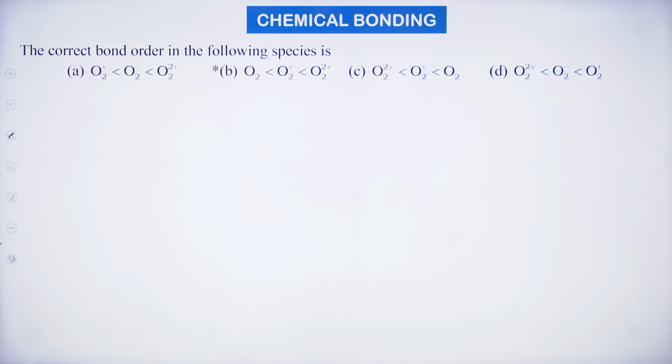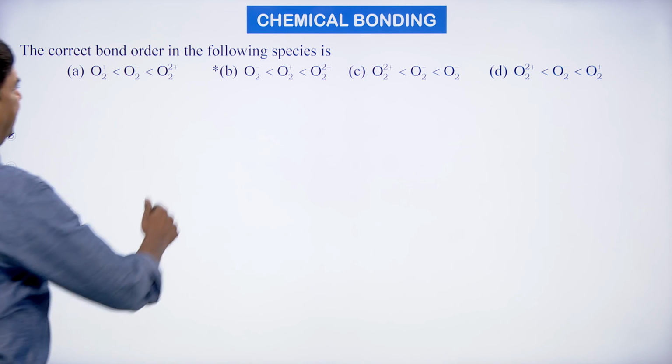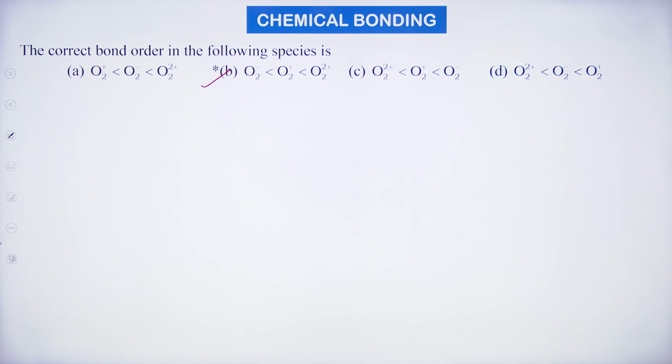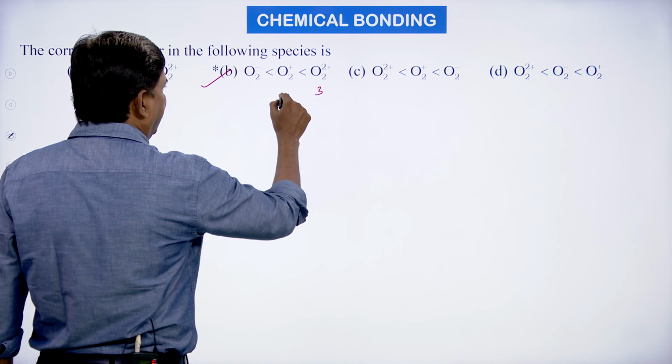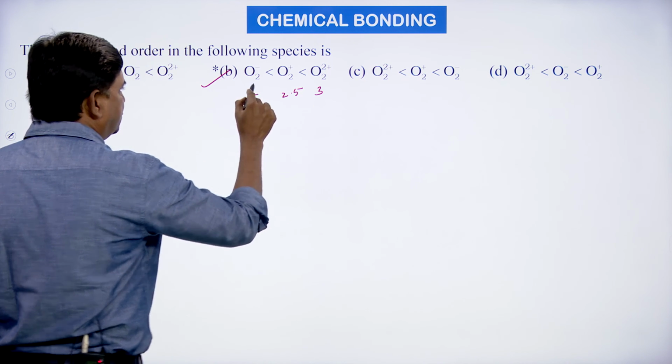The correct bond order in the following species is, yeah, same, B is O2 2 plus, O2 plus, O2 minus. Because bond order in O2 2 plus is 3 and here it is 2.5 and it is 2.